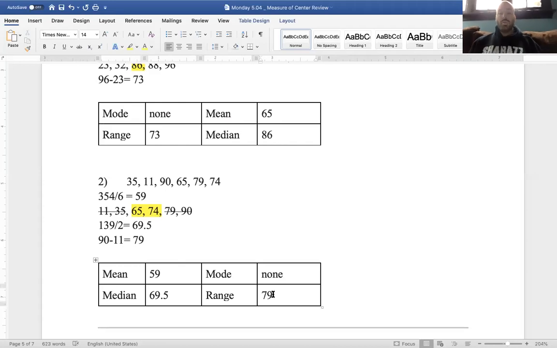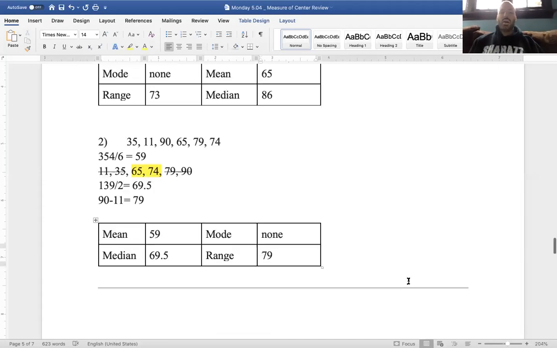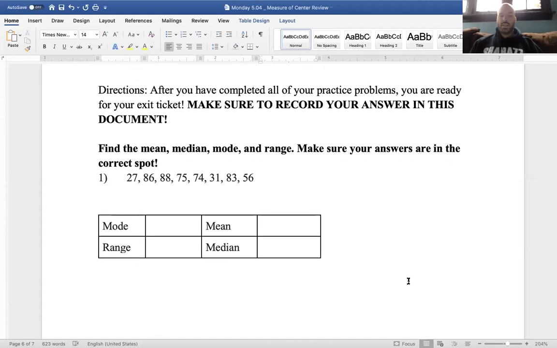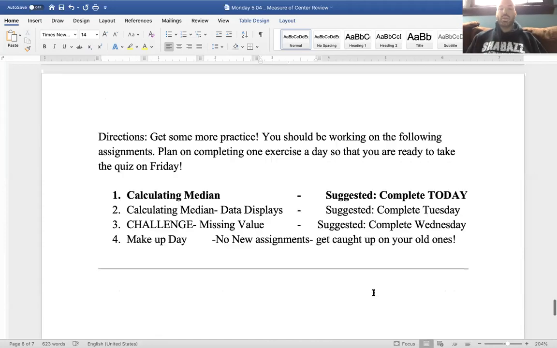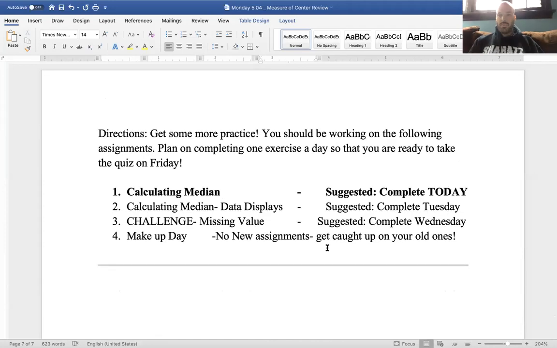Okay, this was all review. You'll see this periodically over the next few weeks, just different review questions that might pop up. But for now, what I want you to do is your exit ticket. Make sure you're putting them in the right box. Make sure you press submit when you are done, and then you can complete your Khan Academy assignment for today.